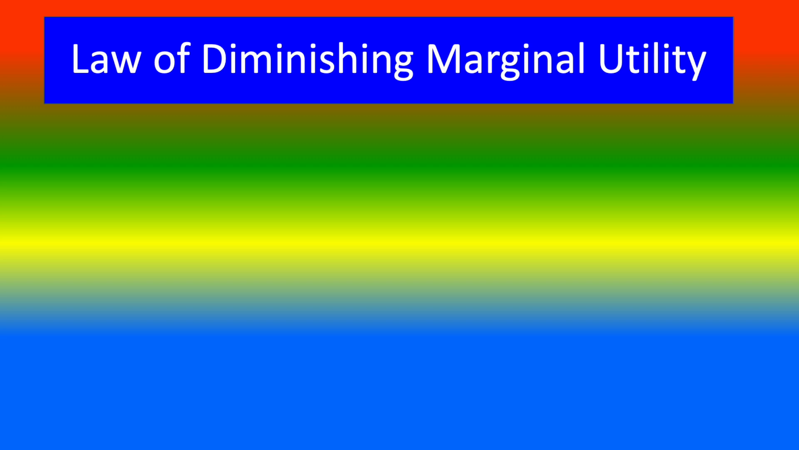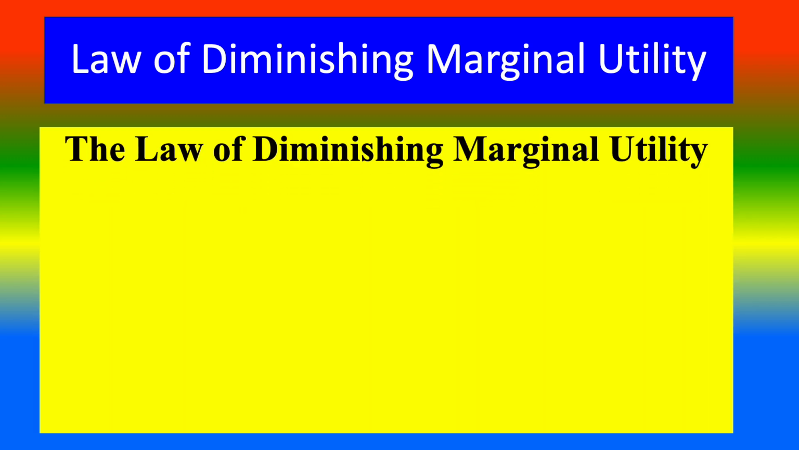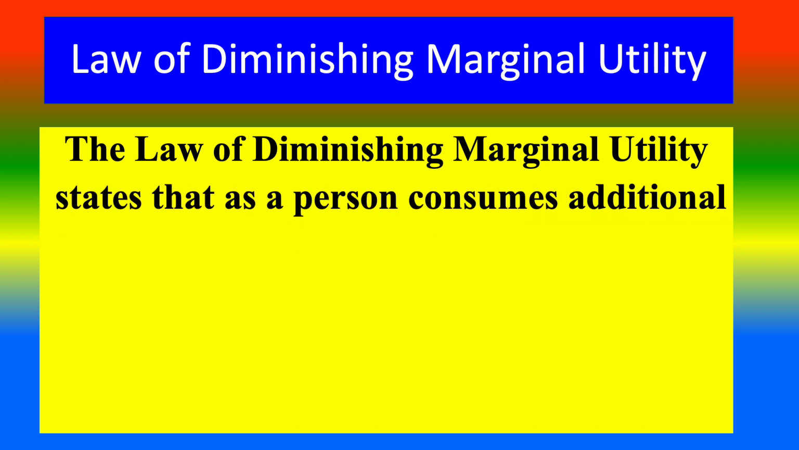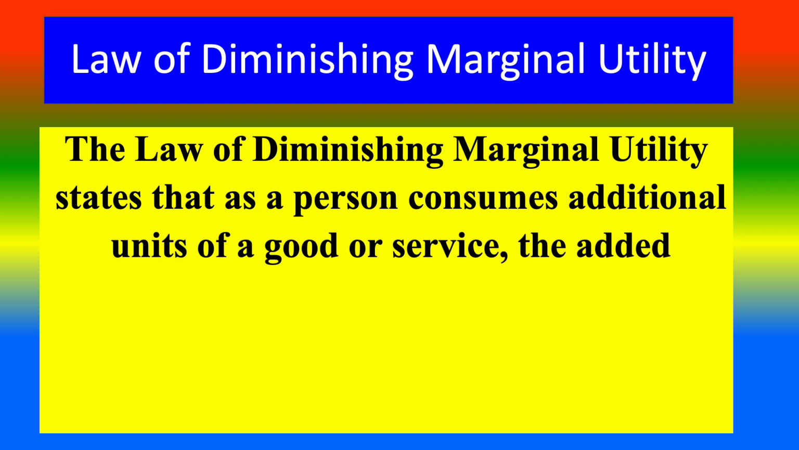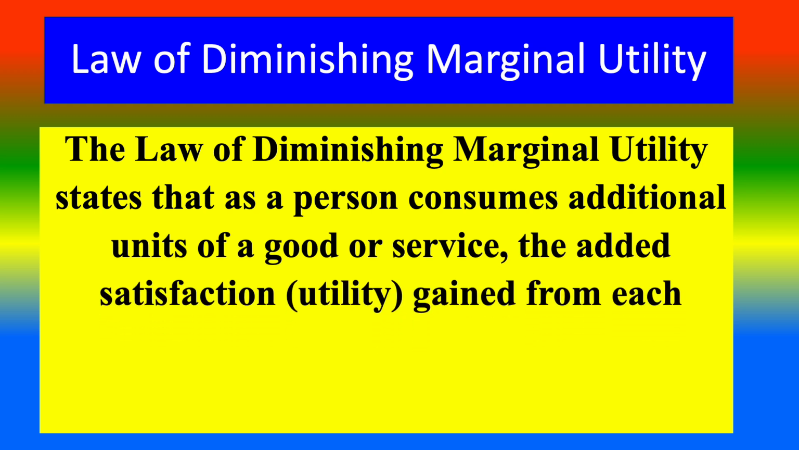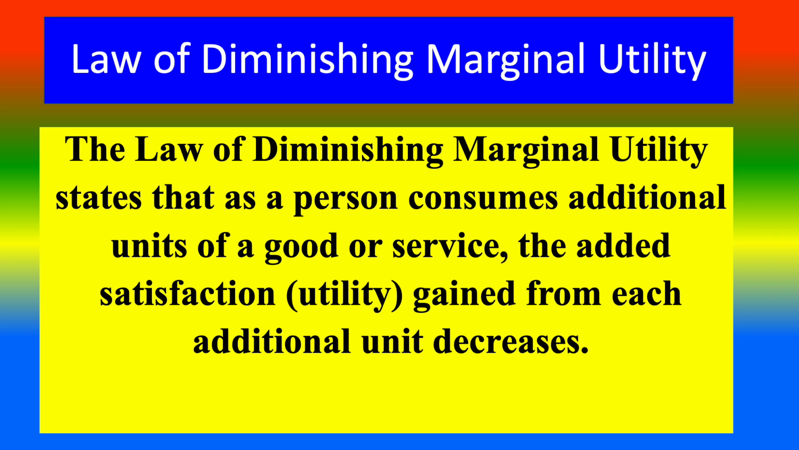The law of diminishing marginal utility states that as a person consumes additional units of goods or services, the added satisfaction, meaning the utility gain from each additional unit, decreases.